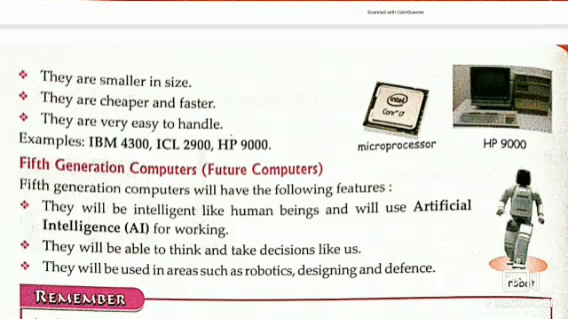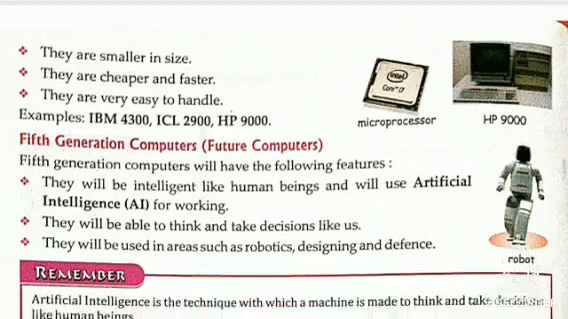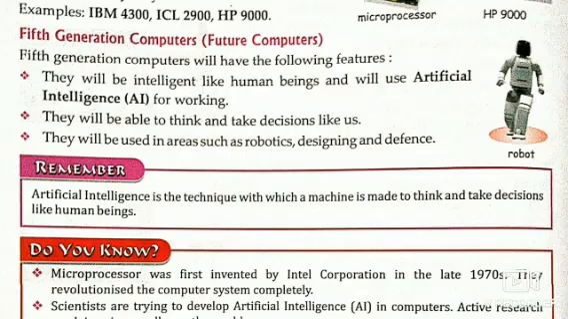Okay, fifth generation computers. Future computers. Fifth generation computers will have the following features. They will be intelligent like human beings and will use artificial intelligence, means AI, for working. They will be able to think and take decisions like us. And third, they will be used in areas such as robotics, designing, and defense.